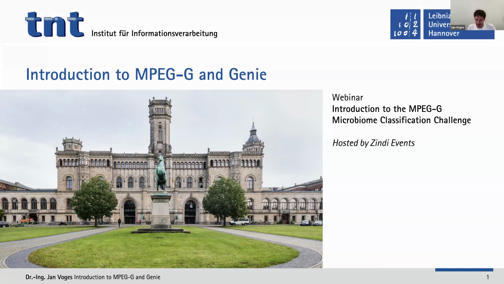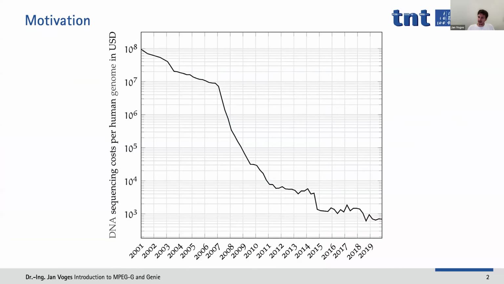Okay, so I'm Jan from Leibniz University, Hannover, calling in from Germany. We've been working for quite some time on an international standard for representation of genomic information. So it is my pleasure today to introduce you to the MPEG-G standard very briefly, and to our open source software Genie that is used to store and transmit the genomic data in the scope of this challenge. So let's dive right in.